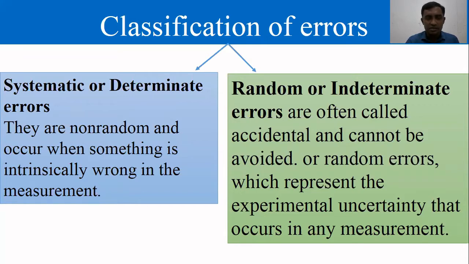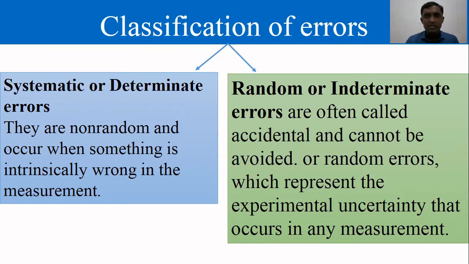Systematic errors are non-random. They occur when something is intrinsically wrong in the measurement, which may be due to a faulty instrument, or because of the carelessness of the experimenter, or it may also come from a reagent which is not properly working, or an instrument which is not calibrated. On the other hand, we have random or indeterminate errors.